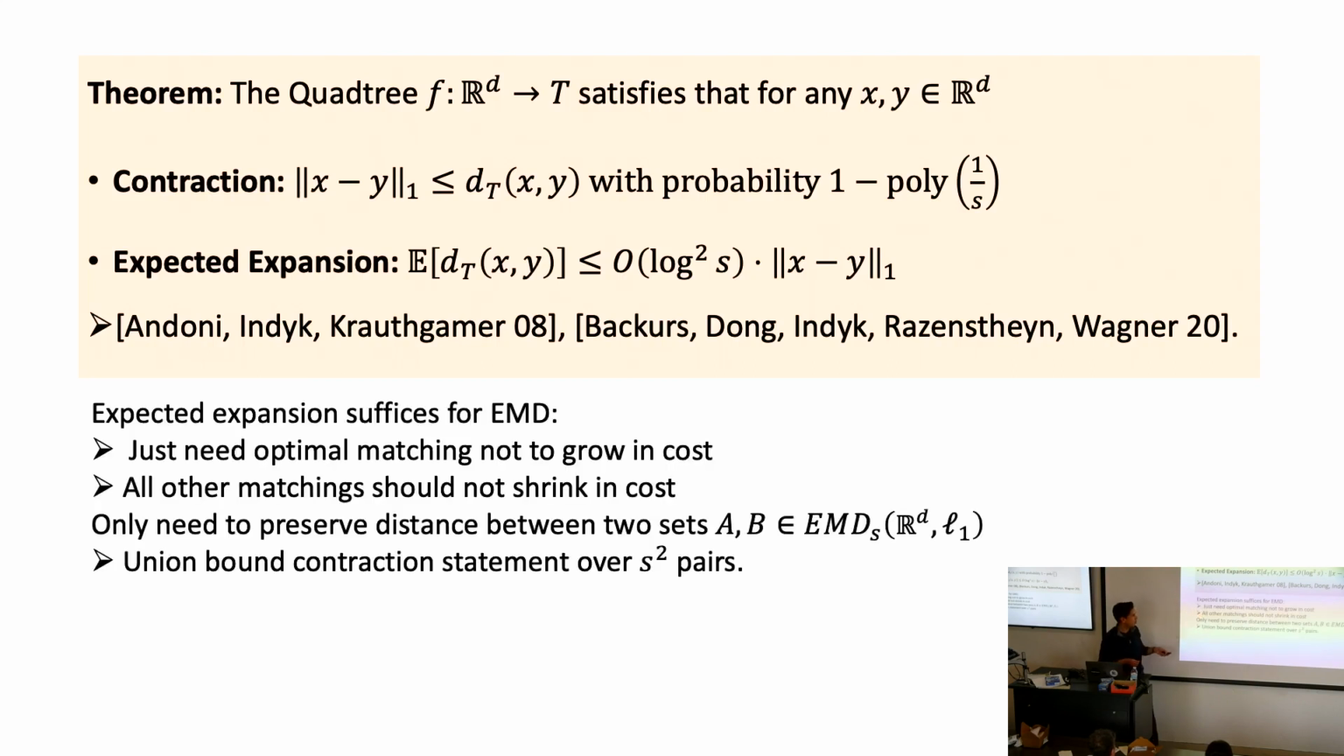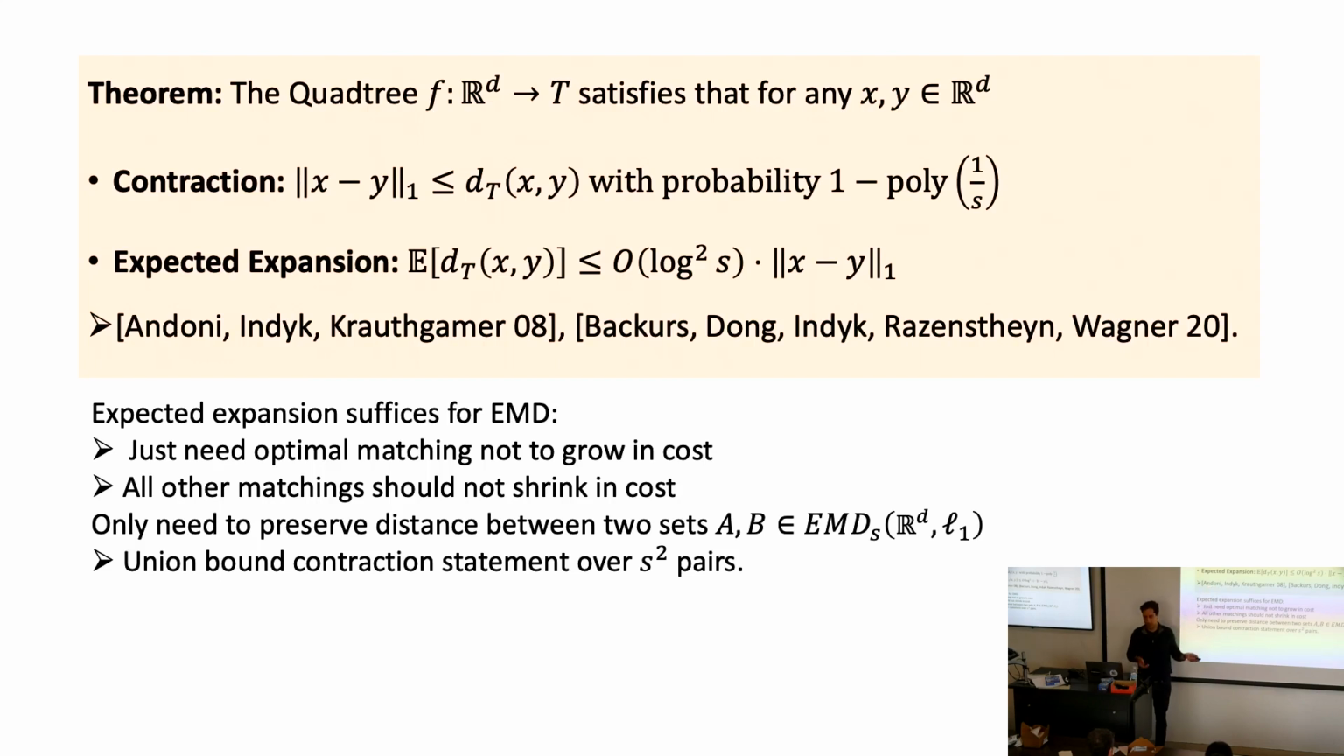Why is it enough? Well, first of all, expected expansion is enough because you actually only need to show that one set of distances doesn't expand by very much. In fact, the optimal one. So the optimal alignment doesn't expand by more than log squared S. For every other way to match them up, you need to show that it doesn't shrink by too much. And for that, you can union bound over all S squared distances between the points in A and the points in B for the contraction statement.